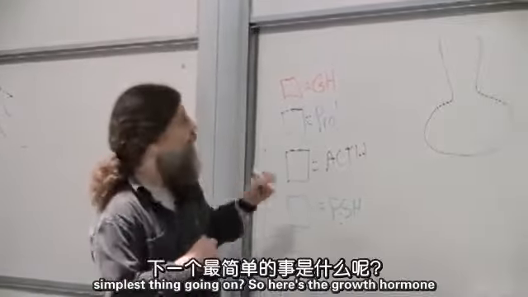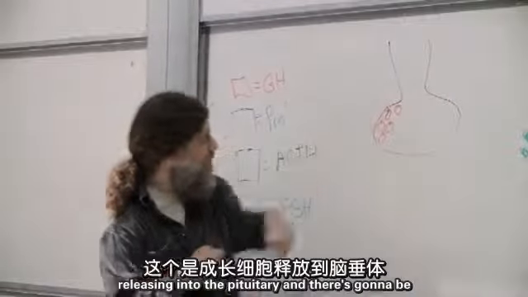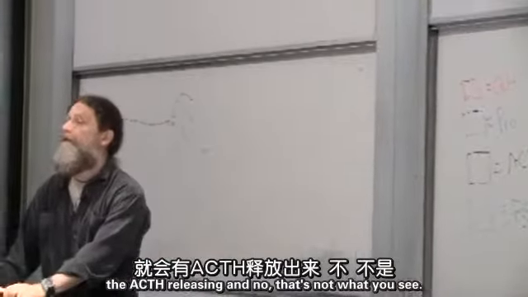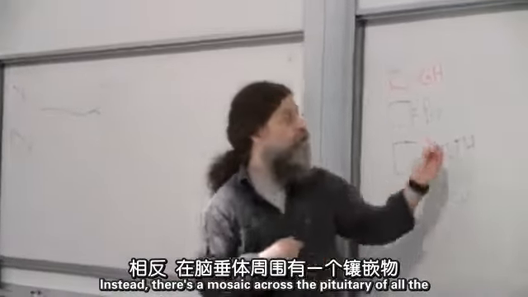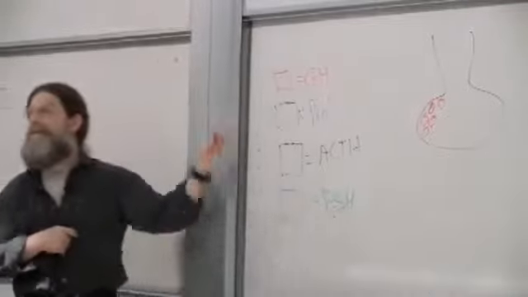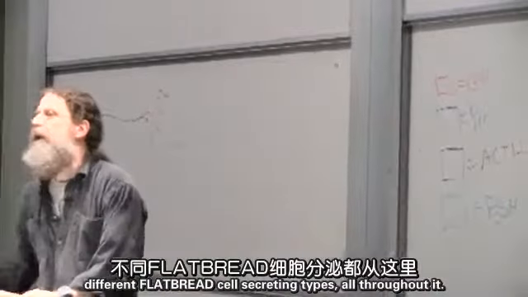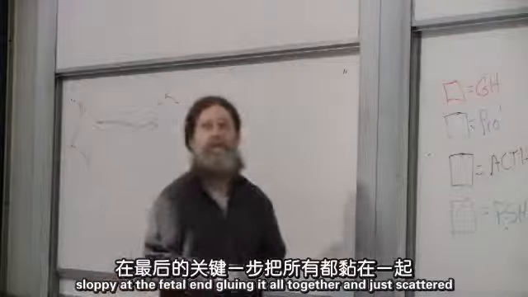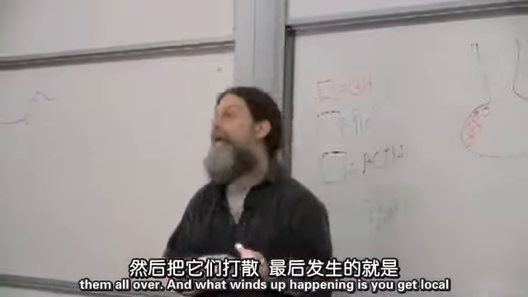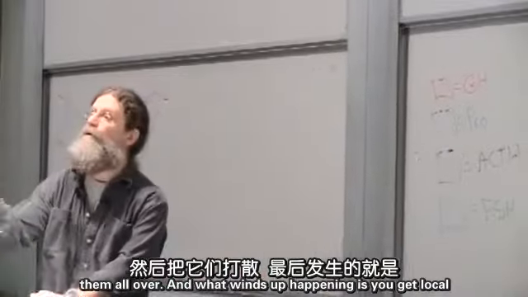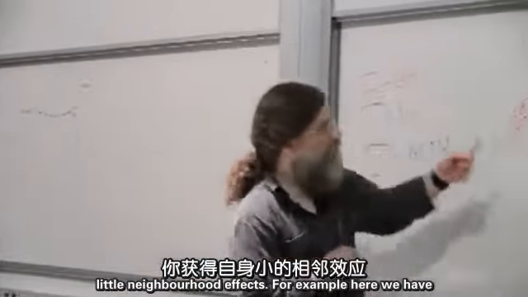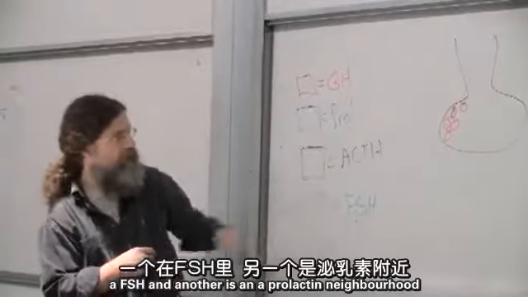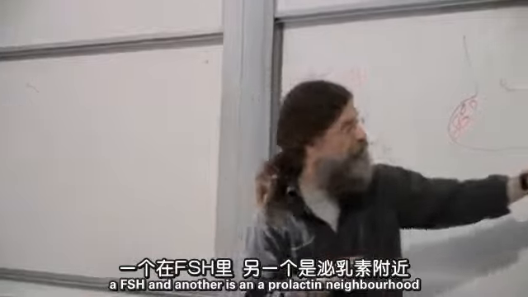So what would be the next simplest thing going on? So here's the growth hormone releasing end of the pituitary, and there's going to be the ACTH releasing end. No, that's not what you see. Instead, there's a mosaic all across the pituitary of all the different flatbread cell secreting types, all throughout it. Okay, so that's just this mosaic. Good, somebody was sloppy at the fetal end, gluing it all together and just scattered them all over. And what winds up happening is you get local little neighborhood effects. For example, here we have somatotrophs that secrete growth hormone, and one is in a FSH neighborhood and the other is in a prolactin neighborhood.